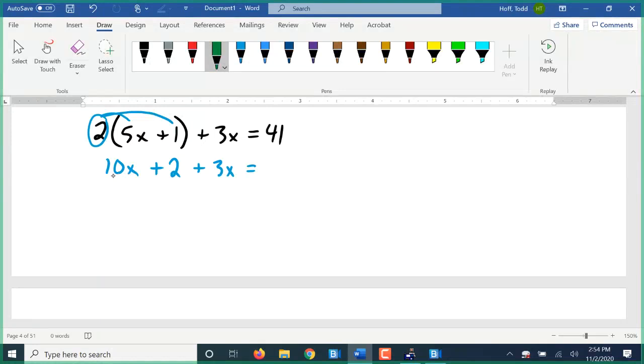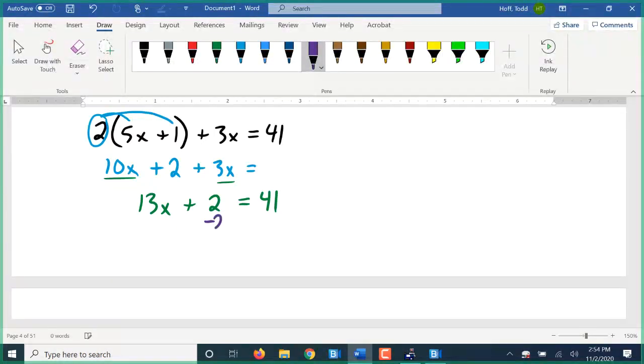Still combining on the left side, 10x and 3x is 13x. Still have the plus 2. That's all we can combine on the left side. Going over to the right side, there's nothing to combine. It's just going to be the 41.